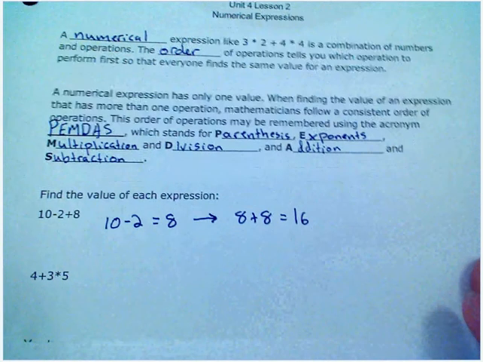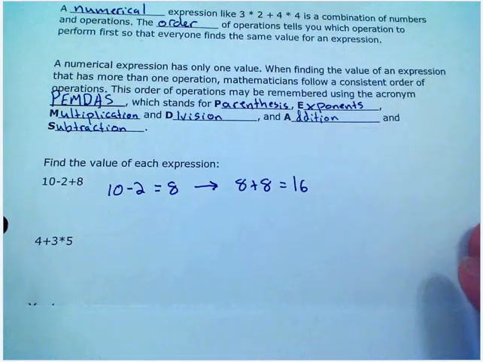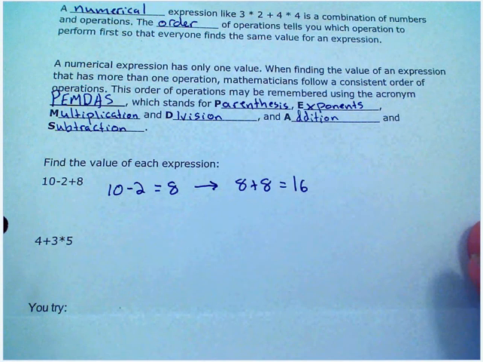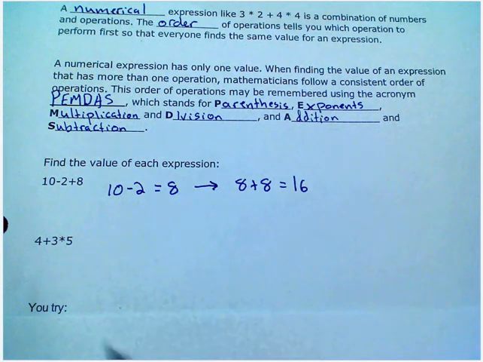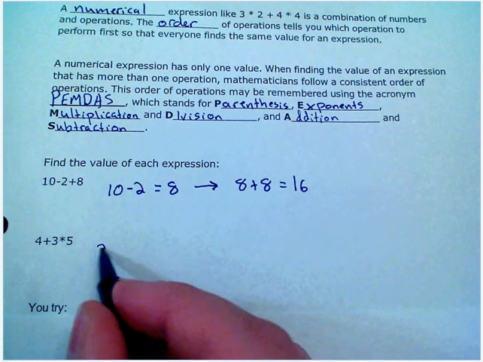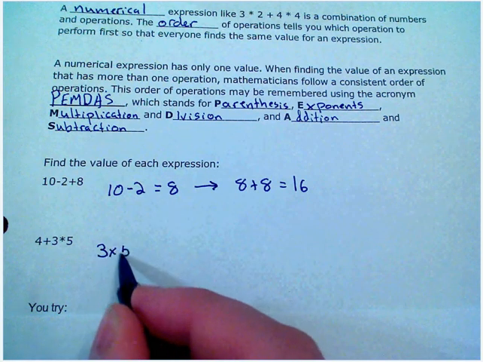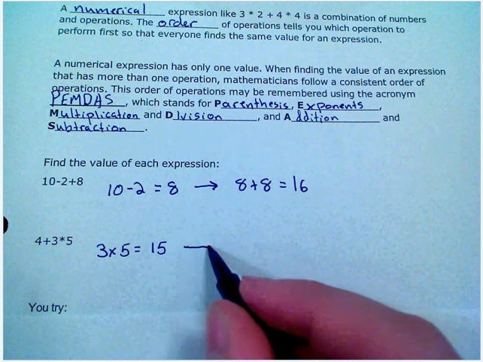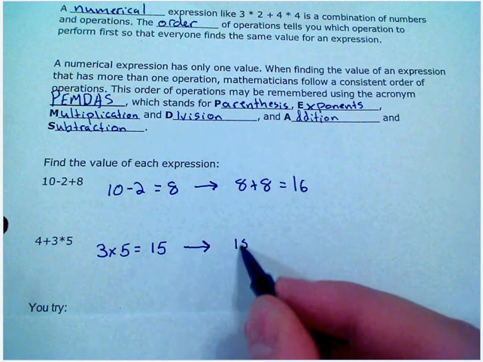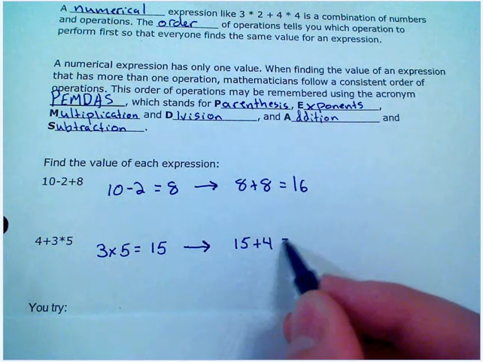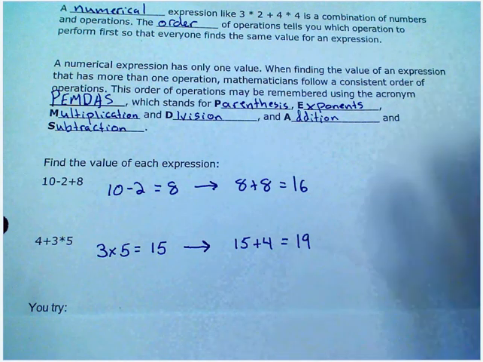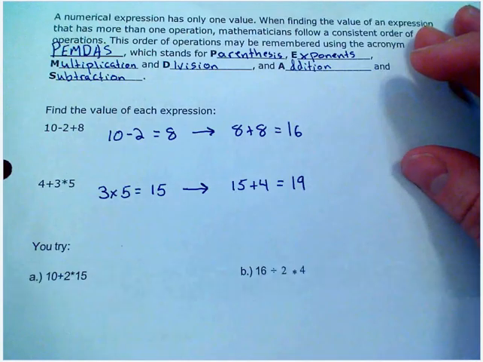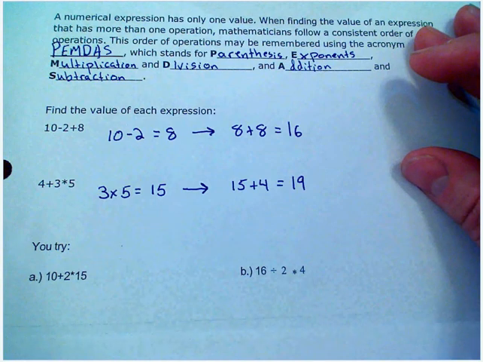Now in our second problem, we notice we have 4 plus 3 times 5. We don't have parentheses again, we don't have exponents, but we do have a multiplication. So that's where we start with our first step, which is 3 times 5, which is 15. And then our next step, which is 15 plus 4, which is 19. Okay, right now I'm going to want you to pause the video and go through the you-try problems, A and B.